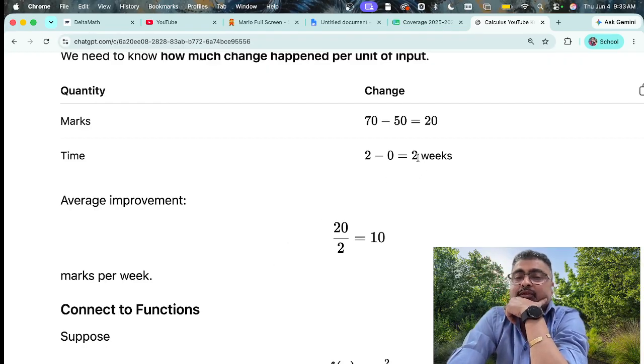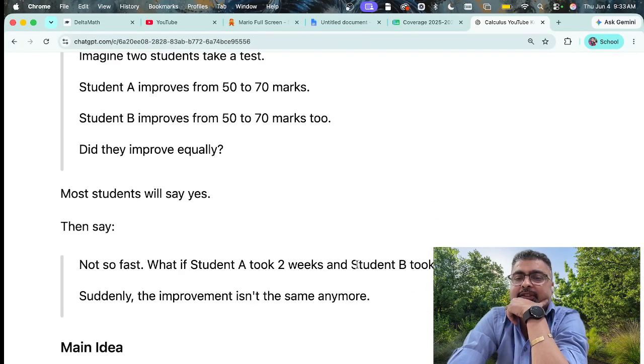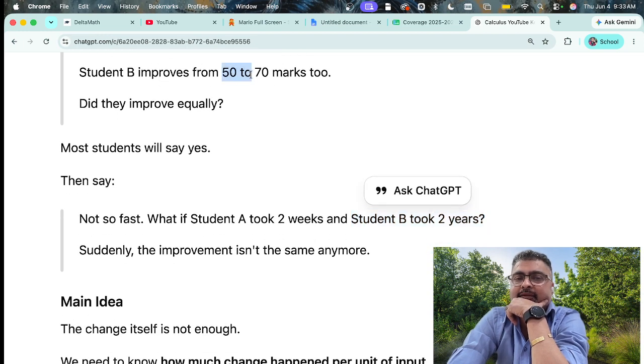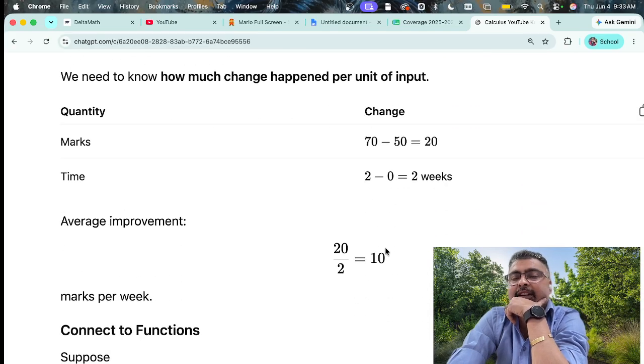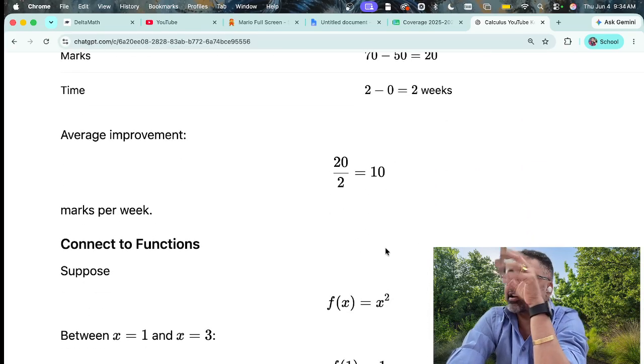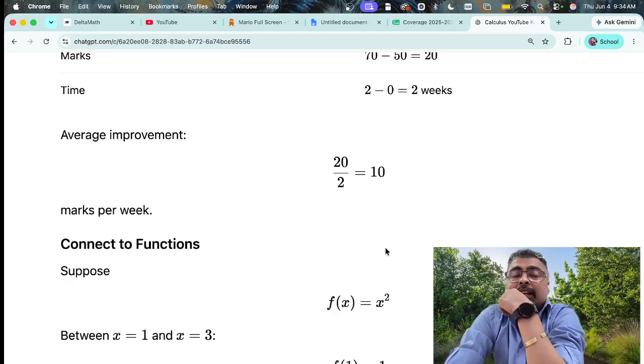If you replace that 2 weeks with 2 years for student B, the change in marks is 50 to 70, 20, 20 divided by 2 years, which is 10, 10 marks per year. See, one is 10 marks per week, the other 10 marks per year. So there is a huge difference, right? If we understand the idea of improvement, we can actually see the difference between the improvement of student A and B.